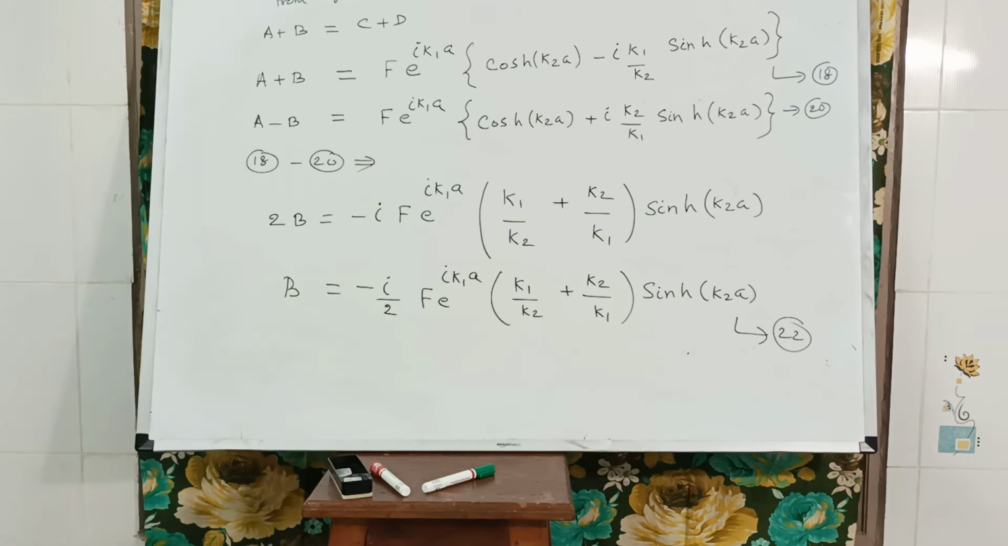We arrived at the values of A and B. From this, we should talk about the transmission and reflection coefficients, and then you have to come to the conclusion regarding the process of quantum tunneling. Then we'll carry the same in the next part.